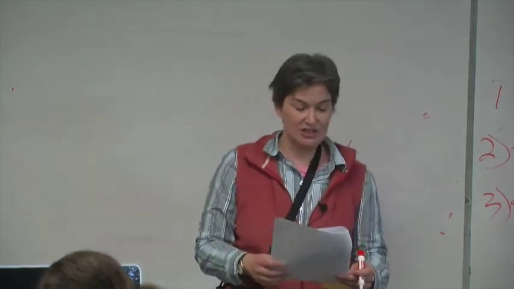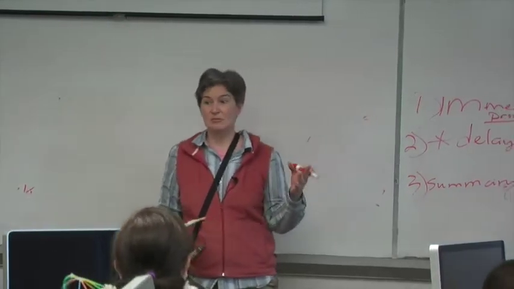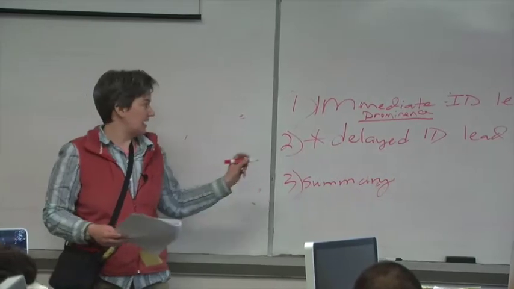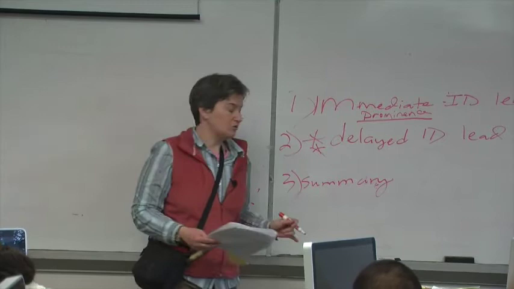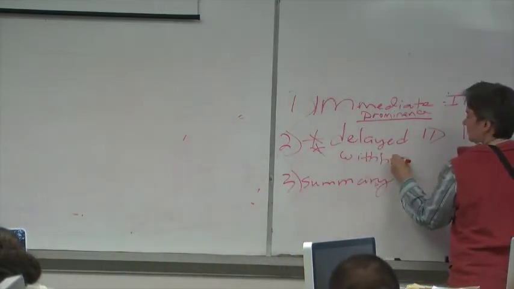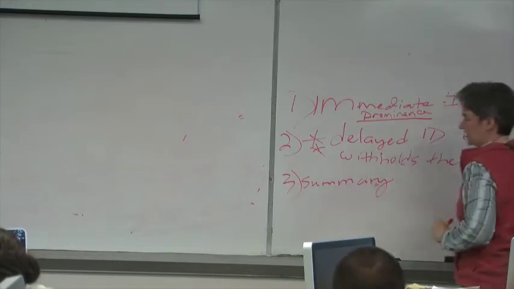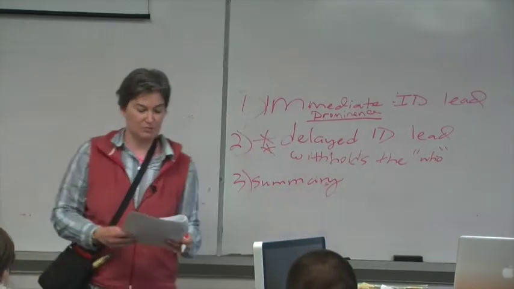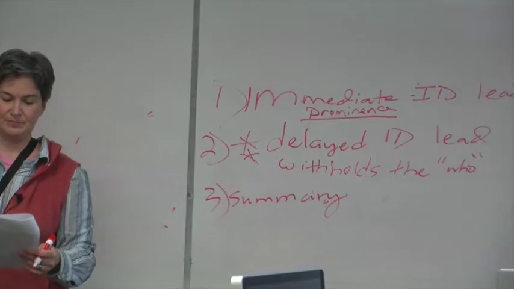Okay, delayed identification lead, probably the most common lead we will use for the type of writing we'll be doing in this class. Maybe not, but probably. That's why I asterisk it. It's an important type of lead. It withholds the who in the lead. Withholds the who. Okay, because it's usually not a celebrity. It's not a prominent person. And we want to know about the what more specifically. So here is an example.